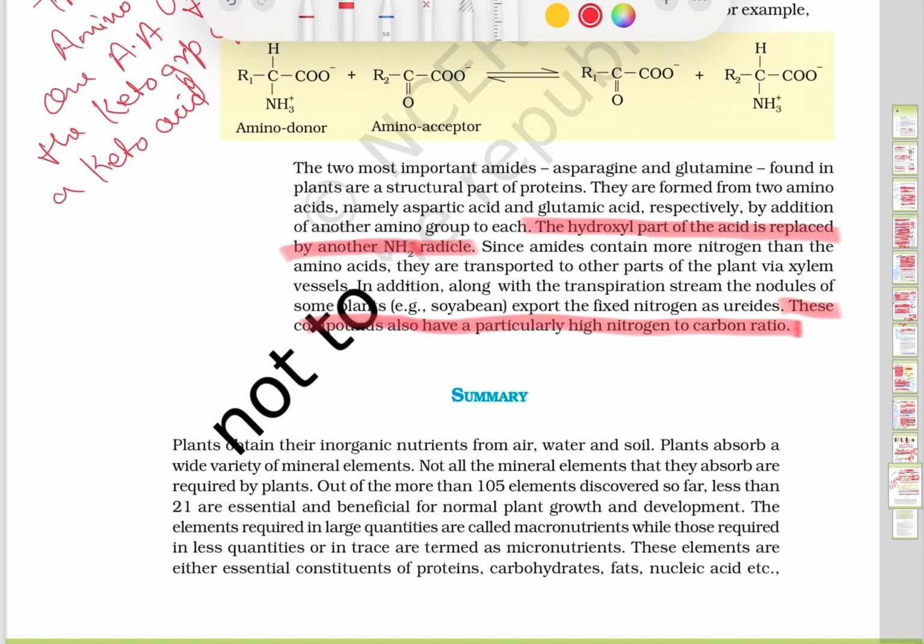Alright, now come to the summary. Plants obtain their inorganic nutrients from air, water, and soil. Plants absorb a wide variety of mineral elements, but not all mineral elements that are absorbed are required by the plants. Out of the more than 105 elements discovered so far, less than 21 are essential and beneficial for normal plant growth and development.